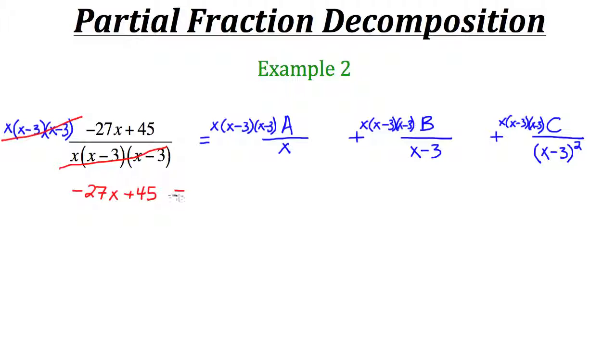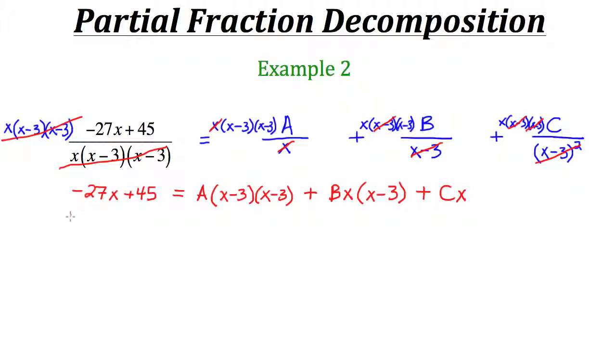And then when we take a look at the right side of the equation, the x on top in our first fraction will cancel out with the x on bottom, leaving us with a times x minus 3 times x minus 3. And then for the second fraction, one of the x minus 3's on top will cancel with the x minus 3 on bottom, leaving us with b times x minus 3. Then as for our last fraction, the x minus 3 times x minus 3 on top will cancel out the x minus 3 quantity squared on bottom, because they're the same thing. And that'll leave us with a c times x.